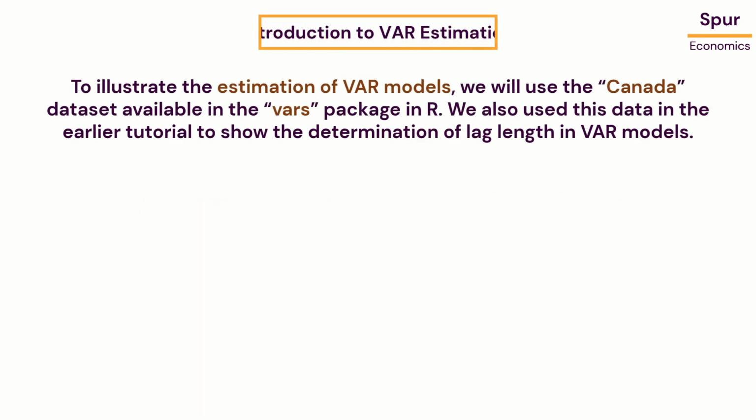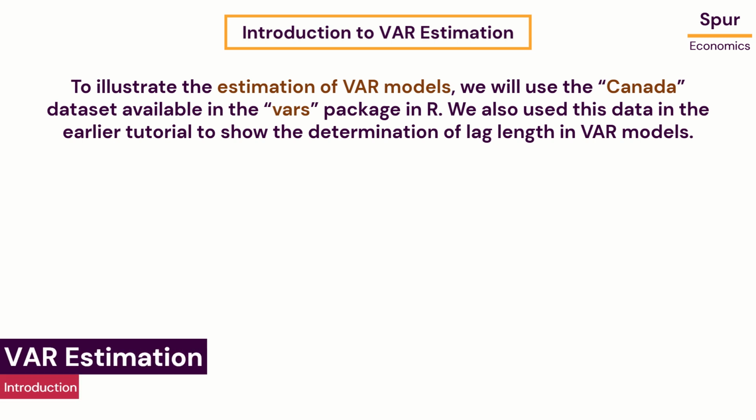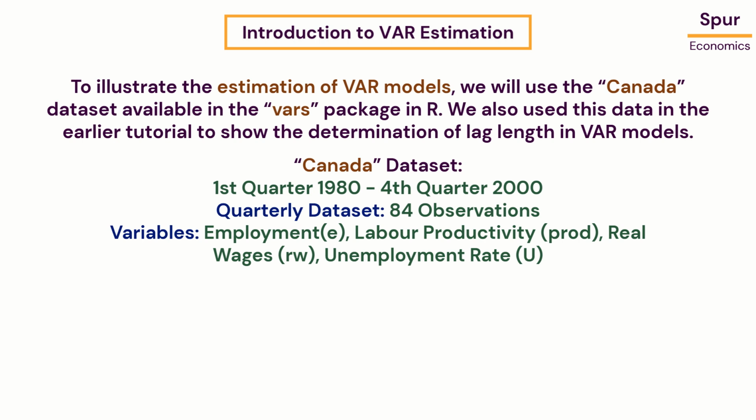To illustrate the estimation of VAR models, we will use the Canada dataset available in the vars package in R. We also used this data in the earlier tutorial to show the determination of lag length in VAR models. The Canada dataset includes data on 4 macroeconomic variables from the first quarter of 1980 to the fourth quarter of the year 2000, that is, it is a quarterly dataset consisting of 84 observations.